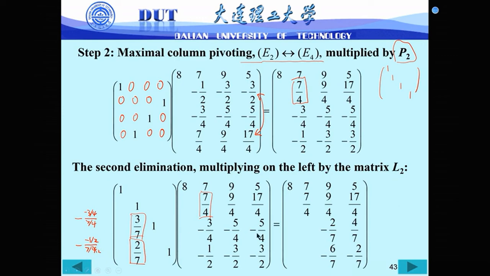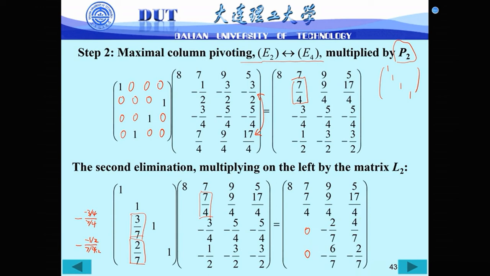Then we multiply this matrix by L2 from the left side. Now you see these two numbers are changed to zeros. And also we obtain the new elements, these two elements. The first row is not changed, the second row is not changed. We change the third row and fourth row. I also ask you to practice to verify these two elements: use L2 multiplied by this matrix to obtain this one. So this is step 2.